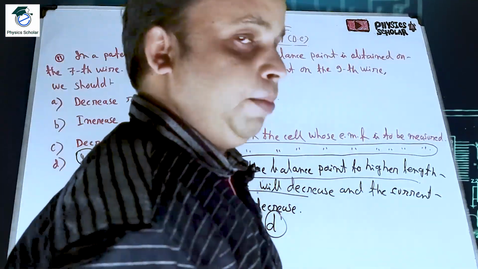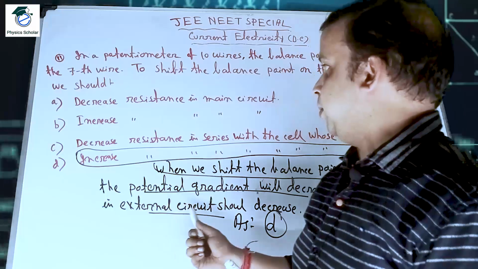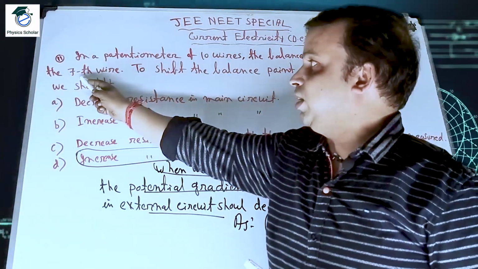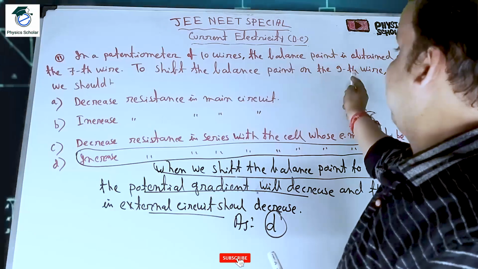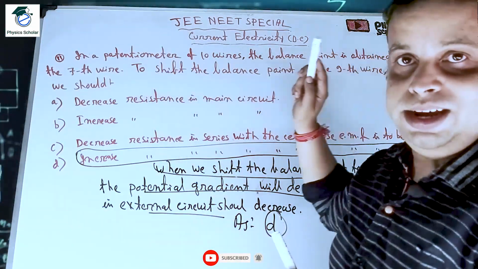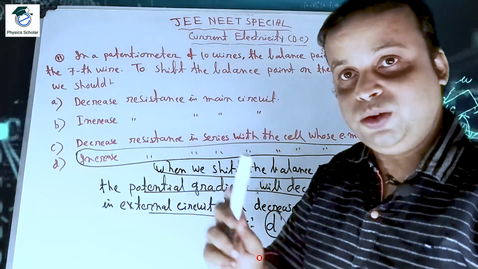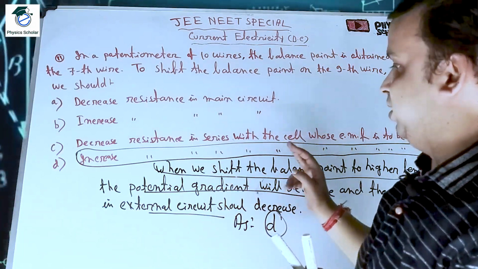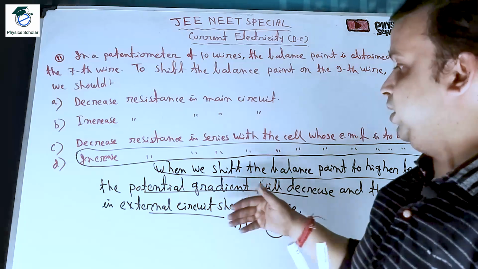Okay. So I am explaining once again what is happening. Before it was the 7th wire, now it is the 9th wire. That means we are shifting the balance point to the higher end. Clear? From 7 to 9. If we want to do so, then the potential gradient will decrease.